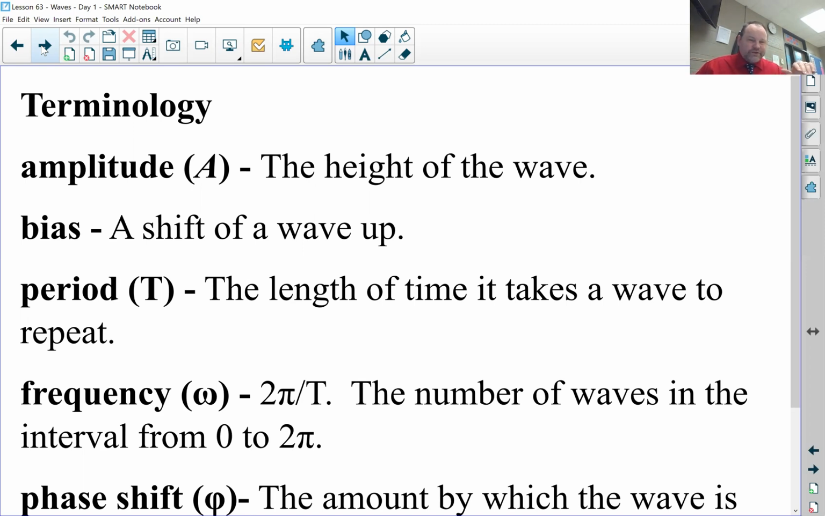Very closely related to the period is the frequency, sometimes called the angular frequency. Frequency is fine. To find the frequency, you take 2 pi and divide by the period. And what that tells us is it is the number of full waves in the interval from 0 to 2 pi. So if a certain wave has a period of just pi, then it would have a frequency of 2. So that we get 2 full waves in every interval that is 2 pi in length.